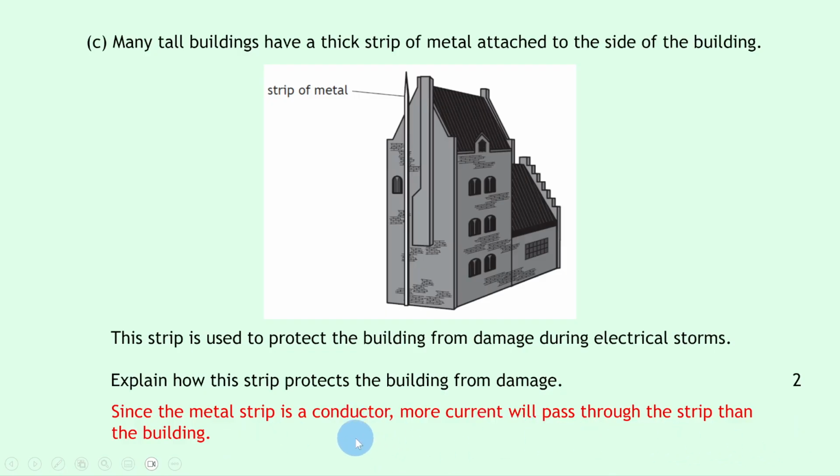But just be careful not to say more electricity or more lightning will flow, because that's not really showing your understanding of the physics. Remember, electricity is the flow of electrons, i.e. a current. So we want to say that instead of just electricity.